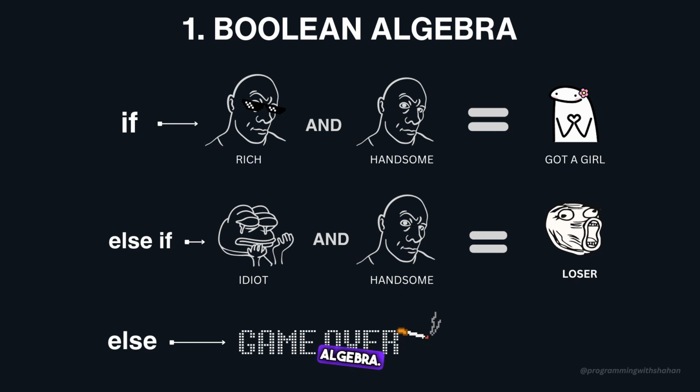1. Boolean Algebra. Boolean algebra is a fundamental concept in programming. It deals with binary variables that can have only two values, true or false. We use three operators to work with Boolean values: and, or, and not. Let's imagine these as tools for making decisions. For example, if you want to know if someone is both rich and handsome to get a girl, Boolean variables can help you decide. If both conditions are met, he gets a girl. If not, he may have other options. You can represent this logic using if statements, Venn diagrams, or truth tables.